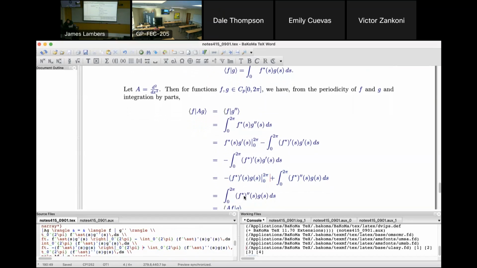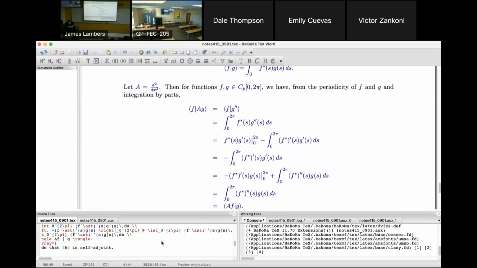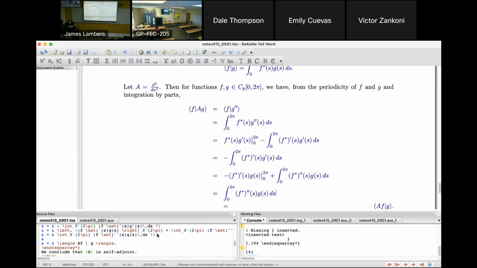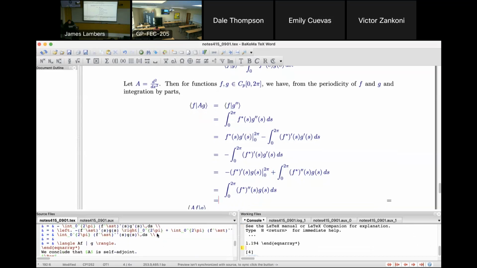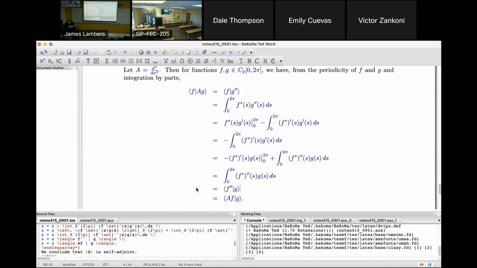But I want to express this as a scalar product. Actually, I'm going to put an intermediate step here. So this is a scalar product of f double prime with g. But f double prime is the same as Af. So since the scalar product of f with Ag is the same as the scalar product of Af with g, A must be the adjoint of itself.